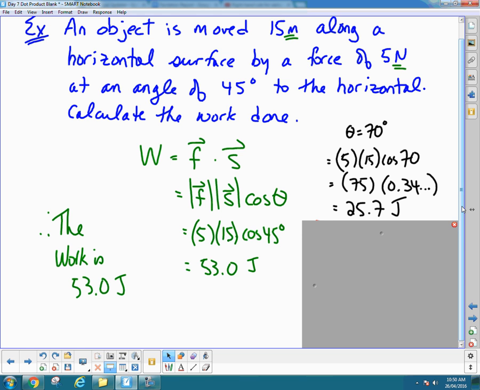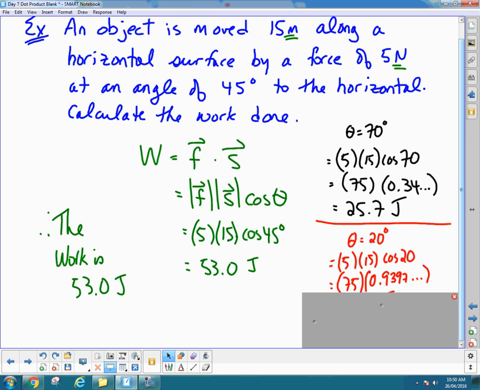Compare that to an angle of 20, where you've made that angle much smaller, and the direction of the force is much closer to the direction the object is moving. The cosine of 20 is 0.9397, so it's like 94% of it. When you multiply that by 75, you end up accomplishing a lot more. You get 70.5. So it's good that the math does mimic what happens in real life.